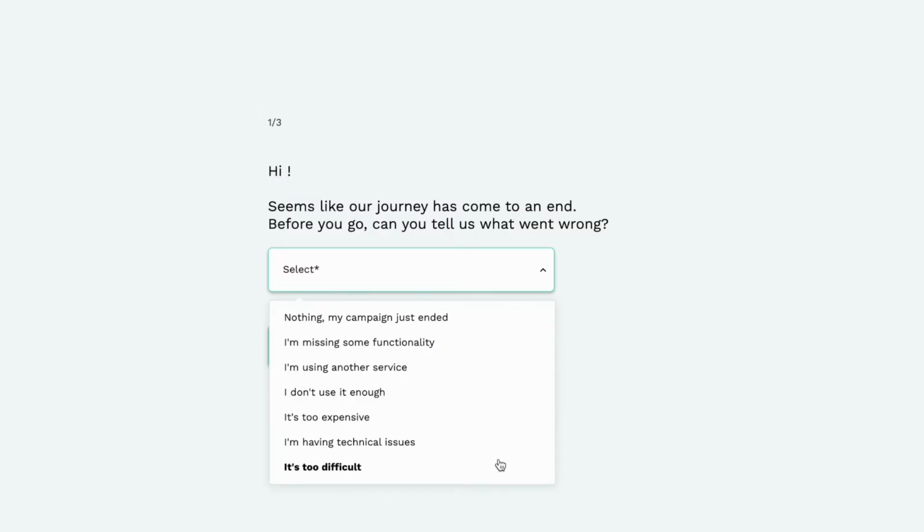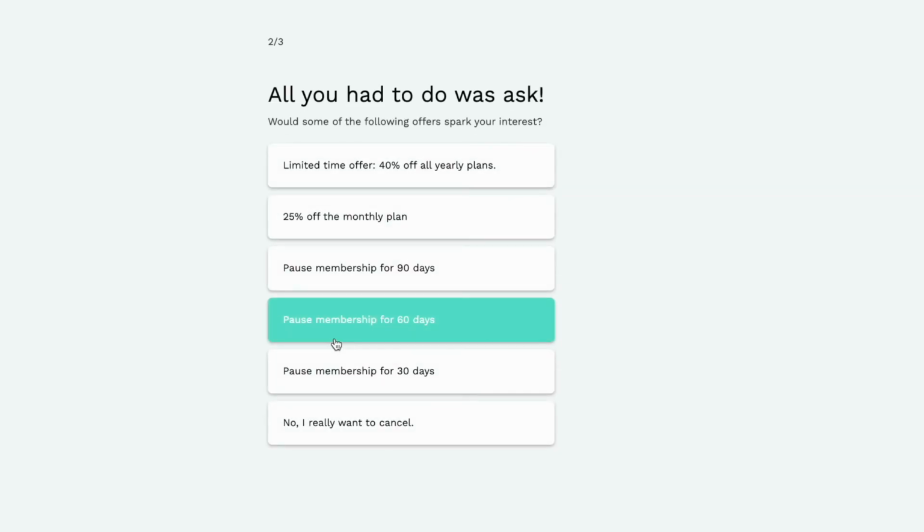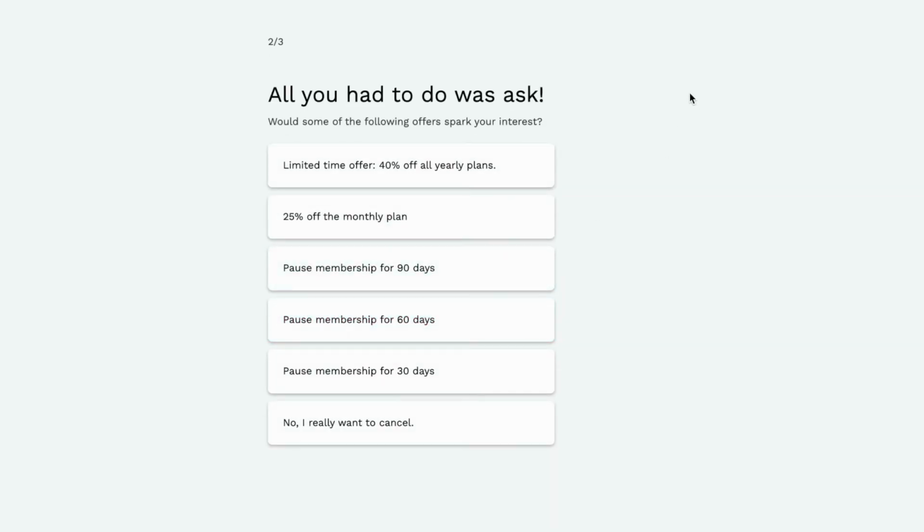So these are the issues we are able to identify via this survey. We also address them immediately, which means the whole thing needs to be automated. For example, when a customer says it's too expensive, you can immediately guide them to a page where they can either get a discount or pause their subscription for a certain amount of months.